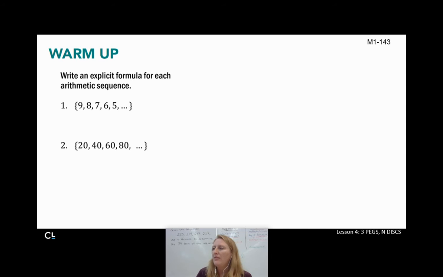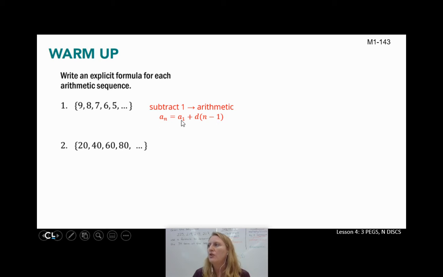So to start off with, I knew this was arithmetic and I noticed that it was subtracting 1. I noticed that was my pattern. So when I went to fill in, I thought, okay, a few things. First of all, a sub 1 is my first term, which is 9. So I'm just making some notes here. I made some quick notes.